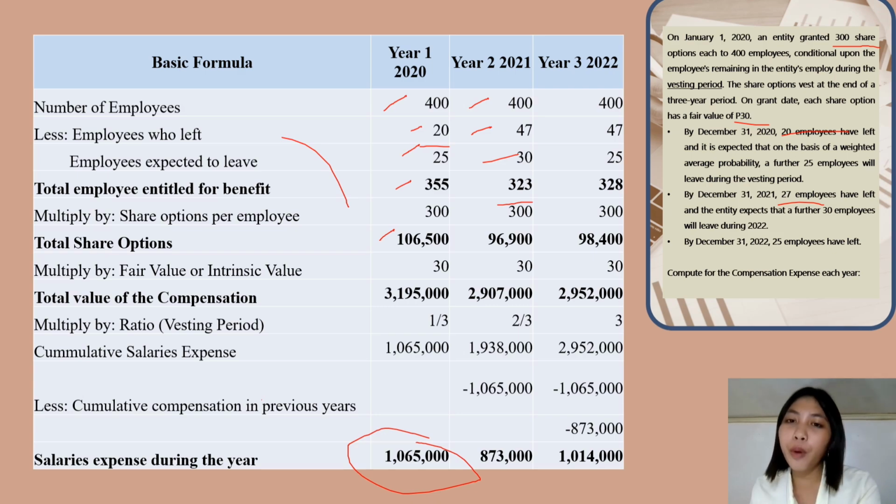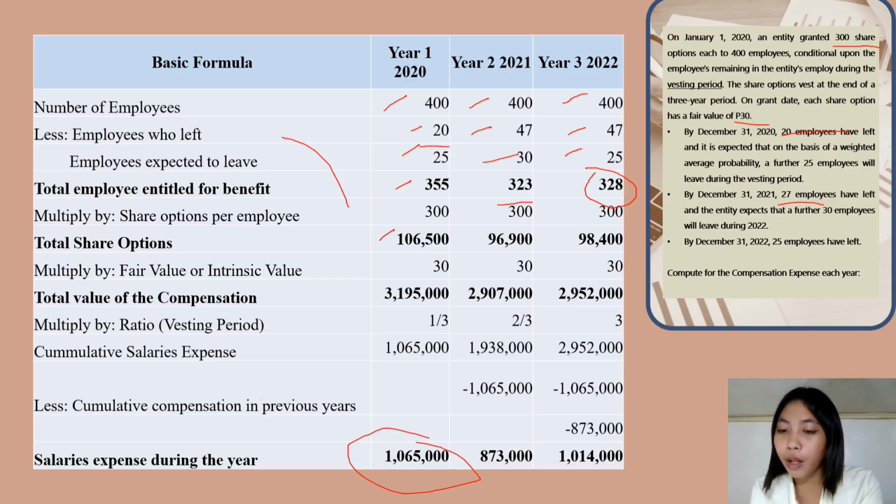So sa year 3 pod, same ra gihapon nga process. Naa tay ning left ay naa tay 400, ning left 47. Gi-ingon man dire wala na may ning hawa nga mga employees pag December 2022, pero ang ning hawa nga 25 mo ning i-less nato 25, naa na naman tayo entitled nga employee 328. I-times na pod nato siya sa share option, naa tay 98,400.